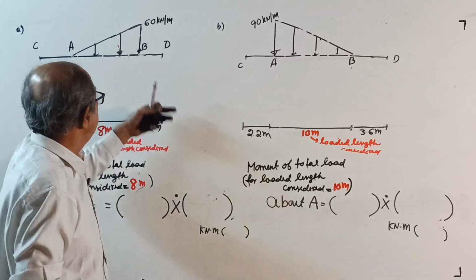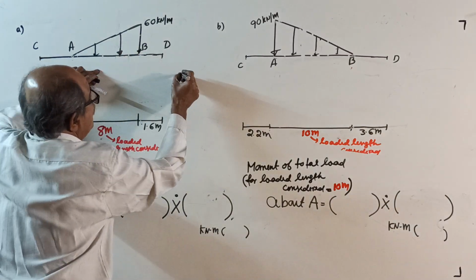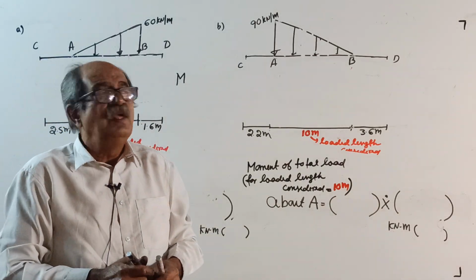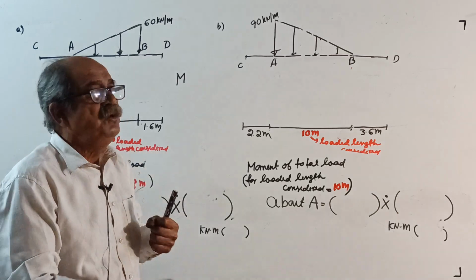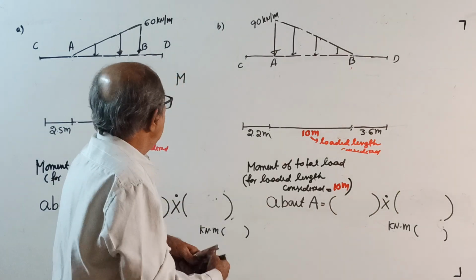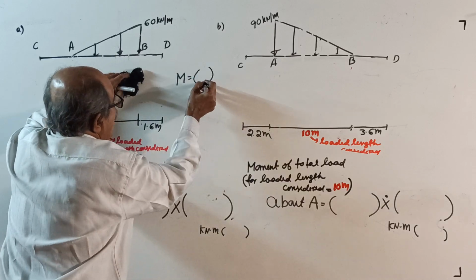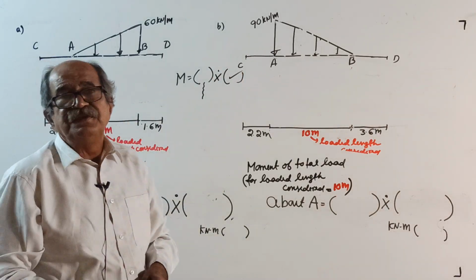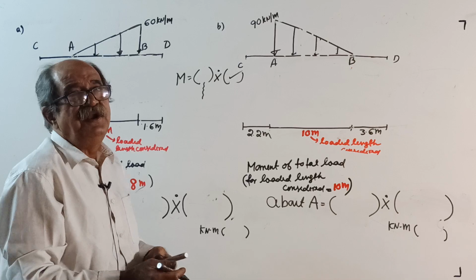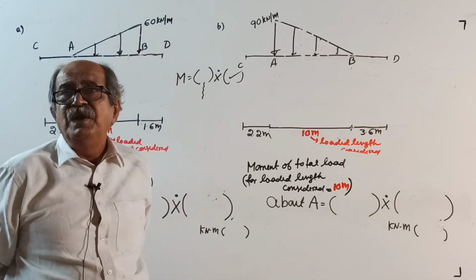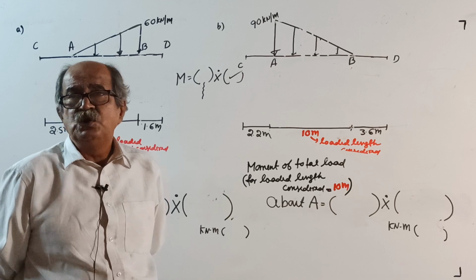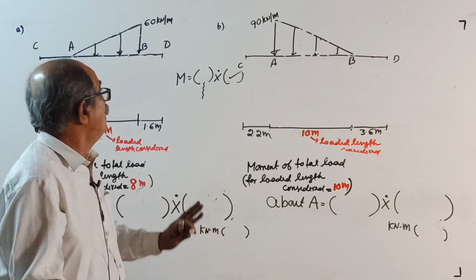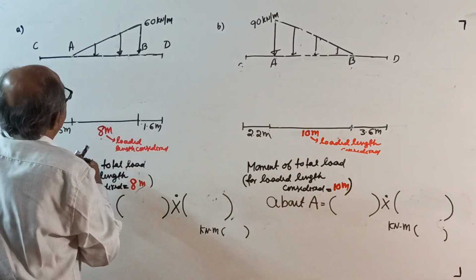Now, some space is wasted. Those who want, write. I am telling this one for 100 times. Moment of the total load about any point is equal to magnitude of the total load multiplied by perpendicular distance from that point, that point meaning the one about which you want moment, in the bracket, to the line of action of the total load. Write systematically.